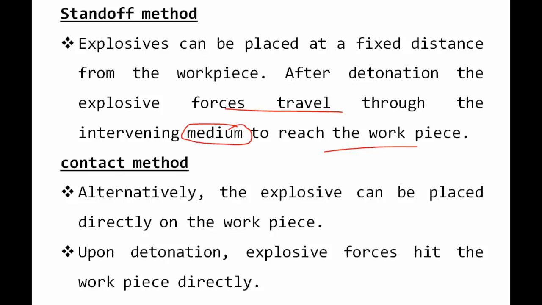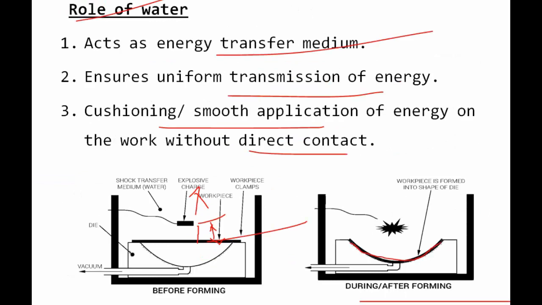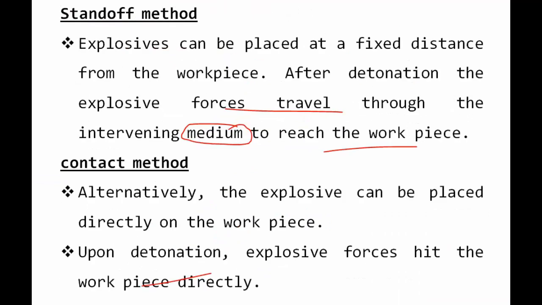The second one is the contact method, which differs from the standoff method. Alternatively, the explosives can be placed directly on the workpiece, on the worksheet or work plate. Upon detonation, the explosive forces hit the workpiece directly, giving more impact compared to the standoff method, but it varies depending on the thickness and the grade of material. Based on that, you select which is good for the particular process, the standoff method or the contact method.